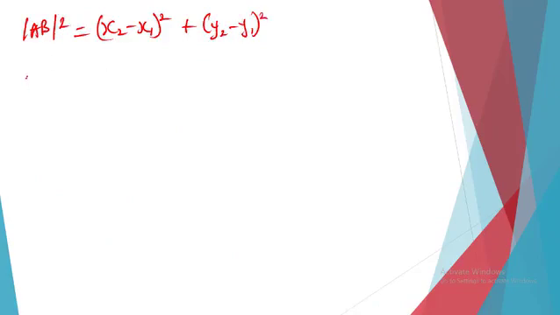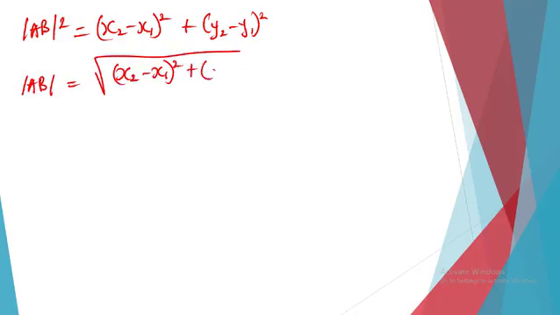So to get the value of line AB, we now take the square root of both sides. So we have the square root of x2 minus x1 all squared plus y2 minus y1 squared. Okay, and this is the formula we use in solving distance between two coordinate points. That's the formula we'll be using to solve problems.